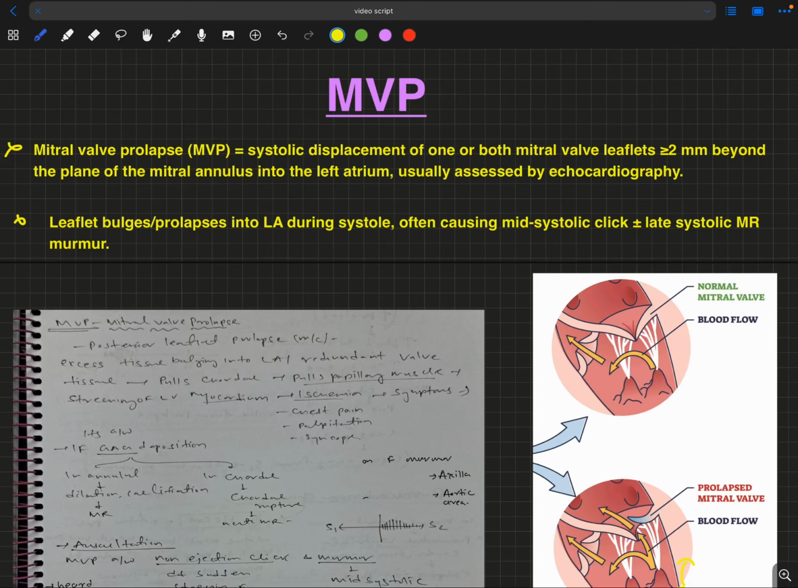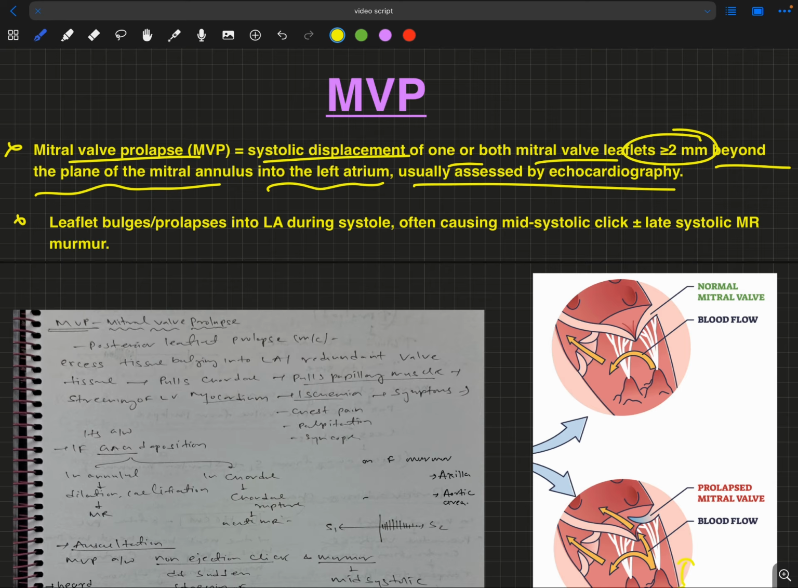In this video, we are going to discuss mitral valve prolapse and hypertrophic obstructive cardiomyopathy. So, mitral valve prolapse is the systolic displacement of one or both mitral valve leaflets more than 2 mm beyond the plane of the mitral annulus into the left atrium, and it is usually assessed by echocardiography.